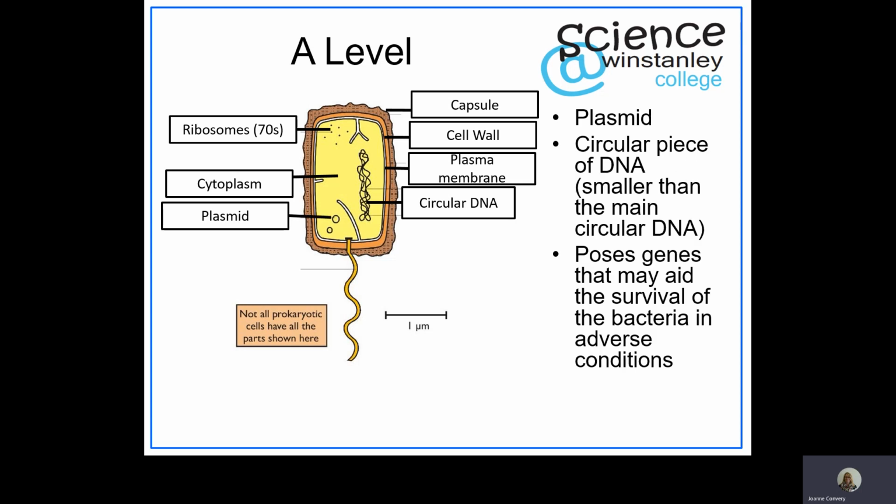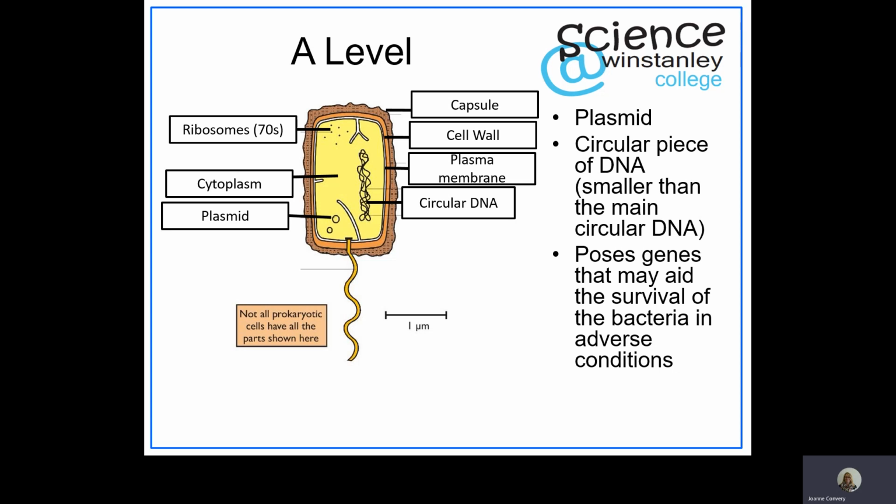It will be the site of many chemical reactions, though, that occur within the prokaryotic cell. You can see the smaller circular pieces around here. These are plasmids. You may have just heard of them as small circular loops of DNA at GCSE, but what we're looking for at A-level is the term plasmid. A plasmid is a circular piece of DNA, and it's important to recognise that it is smaller than the main circular DNA that we find, which we refer to as the bacterial genome.